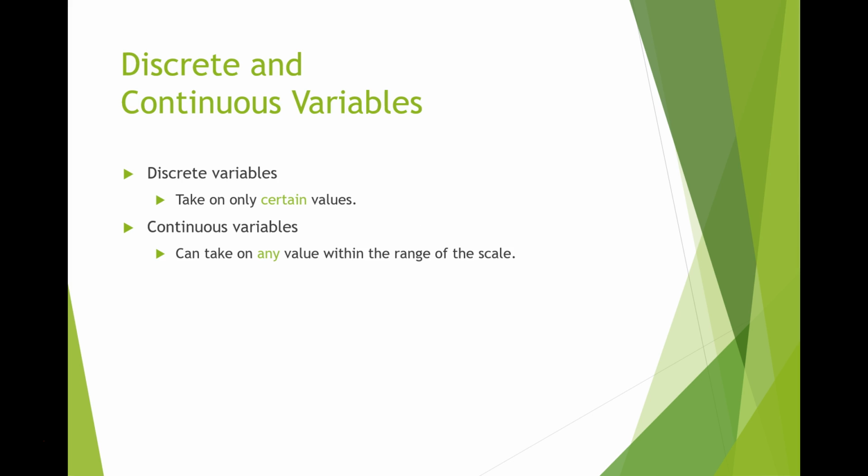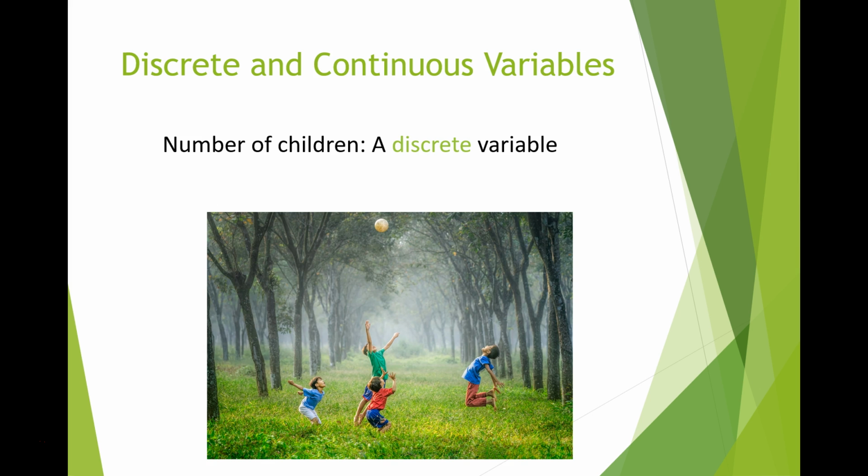Another important distinction is between discrete and continuous variables. Discrete variables can take on only certain values. Continuous variables can theoretically take on any value within the range of the scale. Variables such as number of children in a household are called discrete variables, since the possible scores are discrete points on the scale. For example, a household could have 3 children or 6 children, but not 4.53 children.